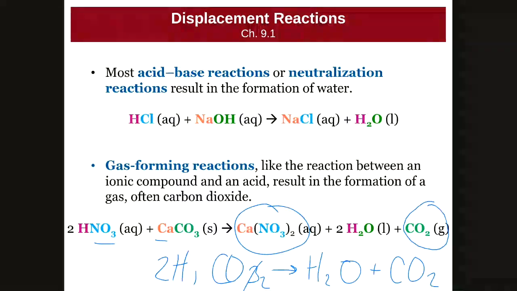So if you see any ionic compound containing carbonate reacting with an acid, so nitric acid, hydrochloric acid, sulfuric acid, phosphoric acid, any of those acids that typically start with a hydrogen, then you are going to form water and carbon dioxide. All right.